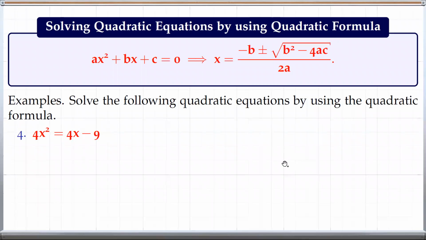Next, we want to solve 4x squared equals 4x minus 9. Again, the first step is to try to write it in this format: ax squared plus bx plus c equals 0. So subtract 4x from both sides. We get 4x squared minus 4x here. And add 9 to both sides. We get plus 9 here. On this side, we'll be left with 0.